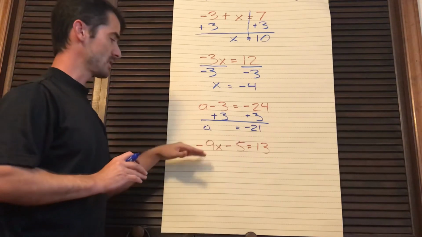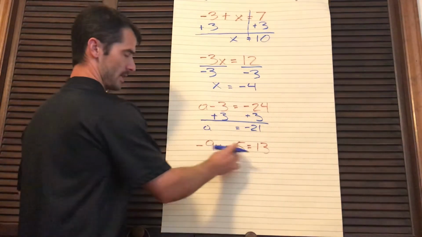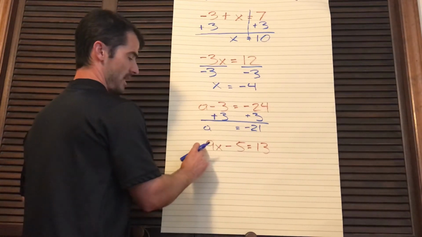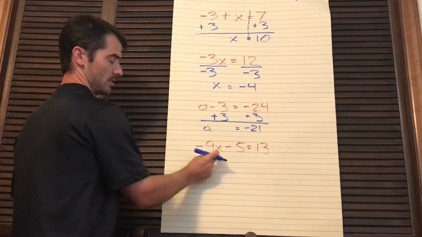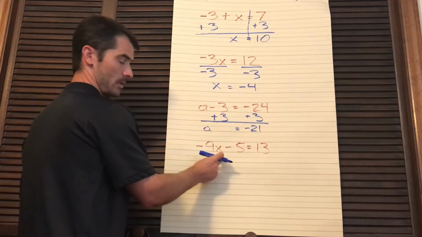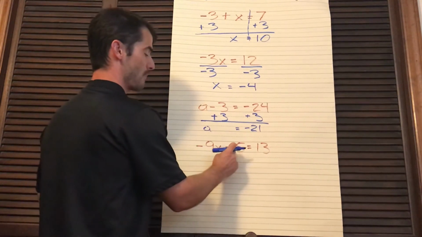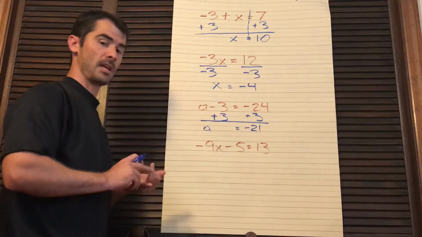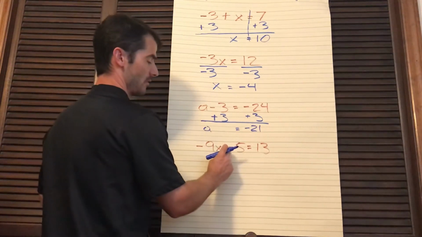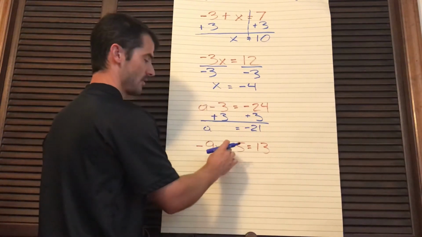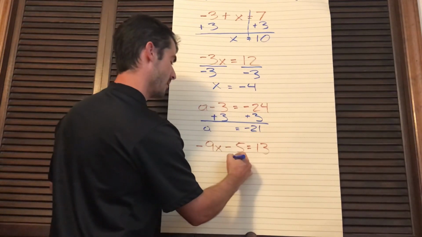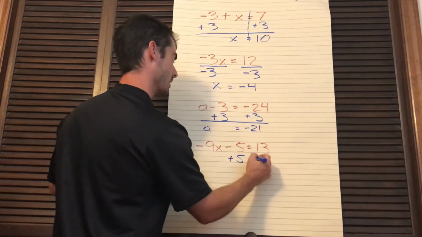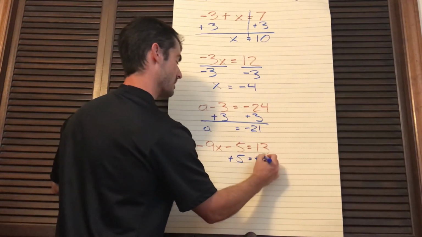Our last one has 2 steps. We have 2 things on the side with the variable that we need to get rid of in order to get this x by itself. So we have negative 9x. They're next to each other, and when a number is next to a variable, that's multiplication. Then we have minus 5 equals 13. We always get rid of anything being added or subtracted first. So we're going to get rid of minus 5. This isn't a negative. Just get rid of minus 5 by adding 5, and go ahead and add 5 to the other side.